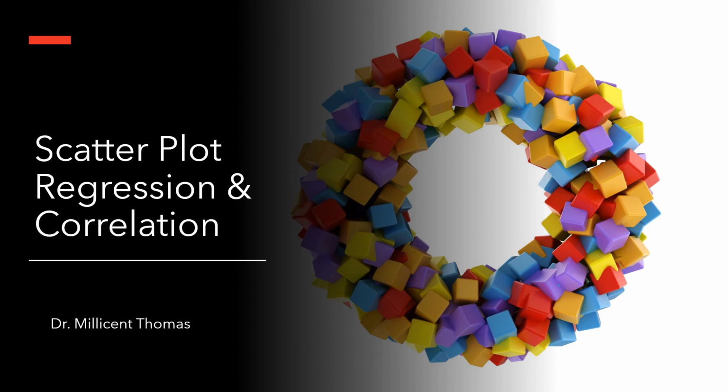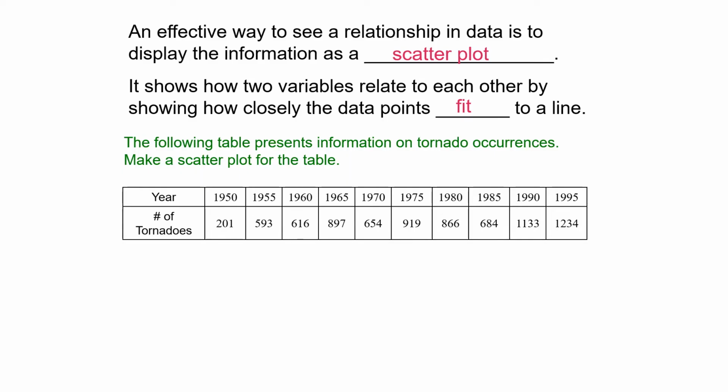This video is all about scatterplot, regression line, and the coefficient of relationship, which is called the correlation coefficient. An effective way to see a relationship in data is to plot the information about the two variables x and y as a scatter plot, maybe the explanatory variable on the x-axis and the response variable on the y-axis. Treating that as x and y, we can get a diagram called a scatter plot.